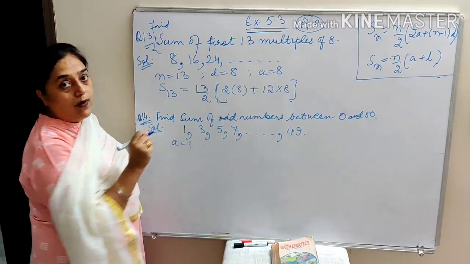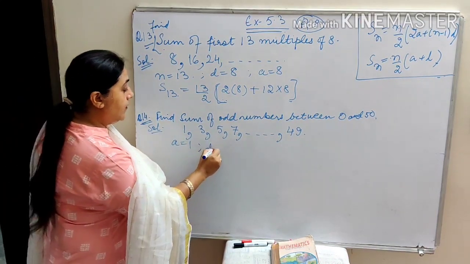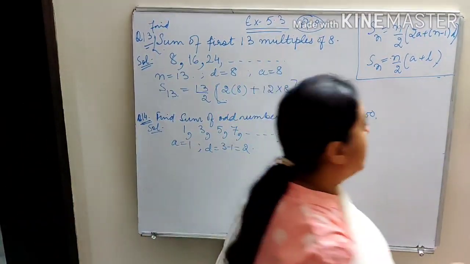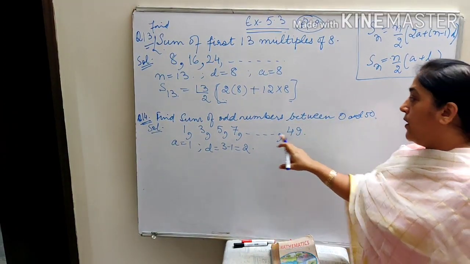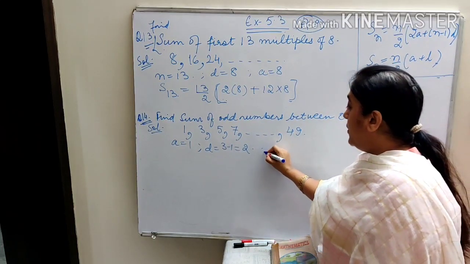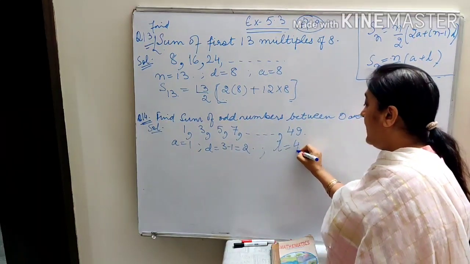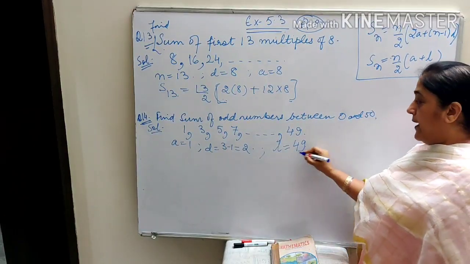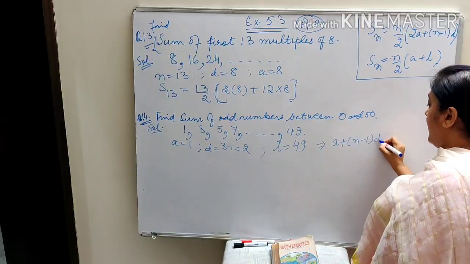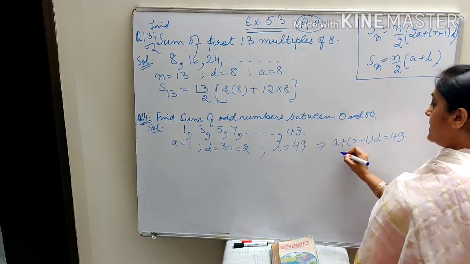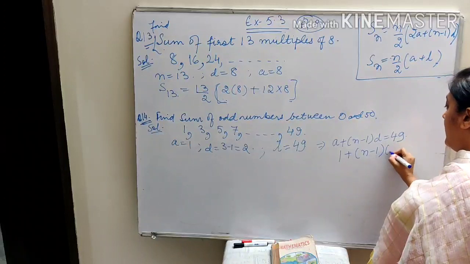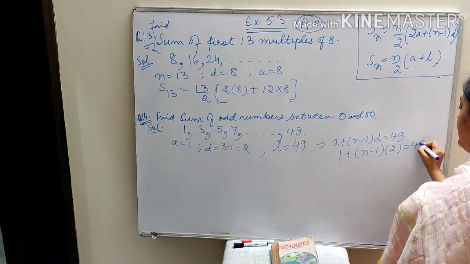Your a is equal to 1. And what will be d? d will be 3 minus 1, that is 2. So a is 1, d is 2. Now I know how many odd numbers there are from 1 to 49: it will be 25. But if you don't know, you will write l is equal to 49. How do we find n? Check it out. l is equal to 49 implies a plus (n minus 1) d is equal to 49. So a is 1, plus (n minus 1) into 2 is equal to 49, right?